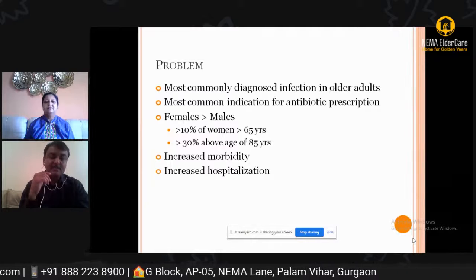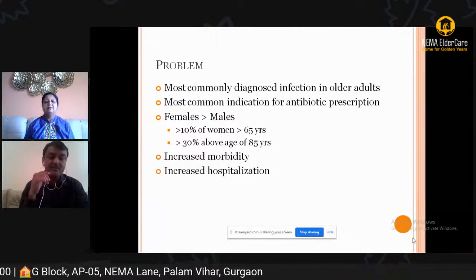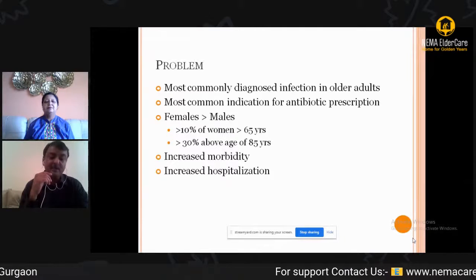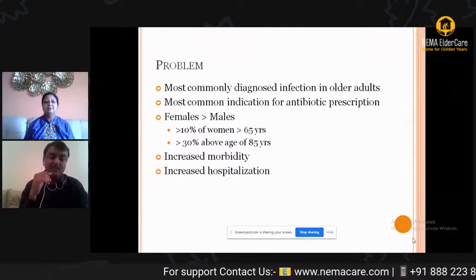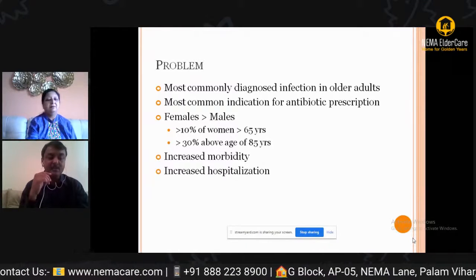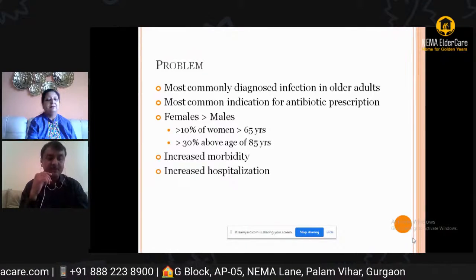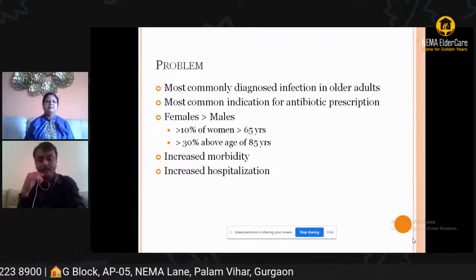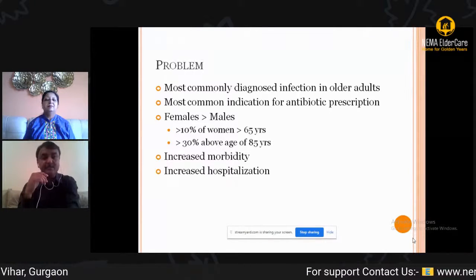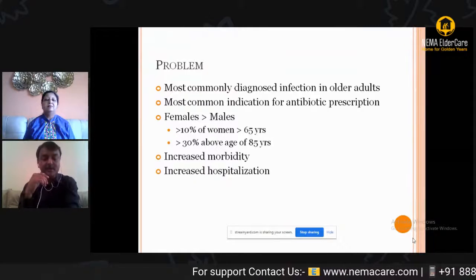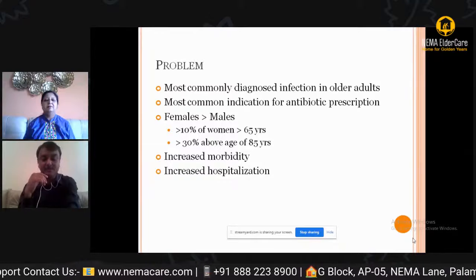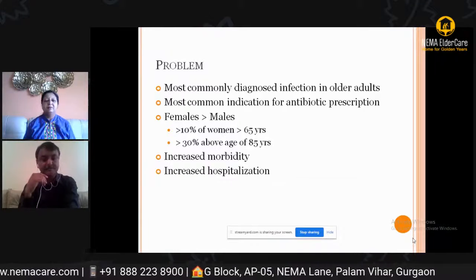All these infections will lead to increased morbidity, that is a sense of ill health and impairment of health, which may be associated with increased hospitalization, and ultimately all these will lead to a rise in the cost of care. So it is a very important problem, and in my experience, many times an overlooked problem. So we have to be careful with the presence of urinary tract infections.